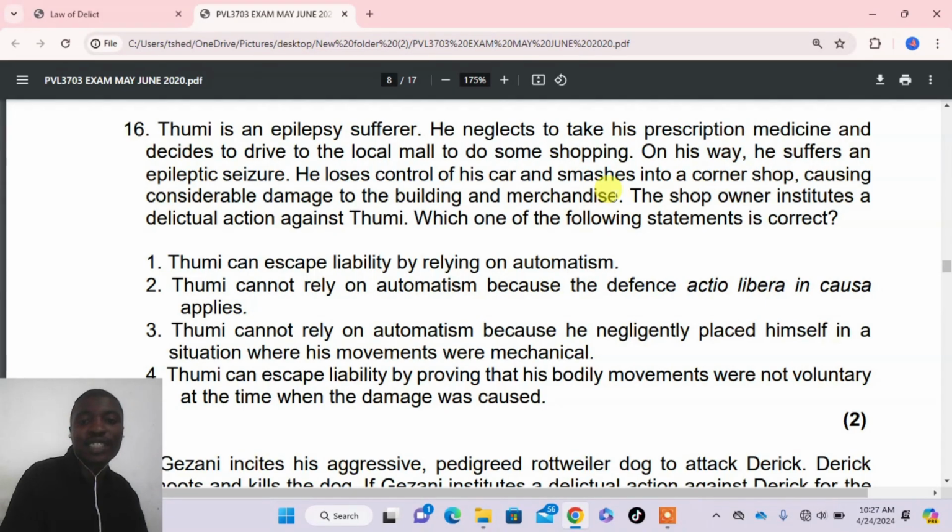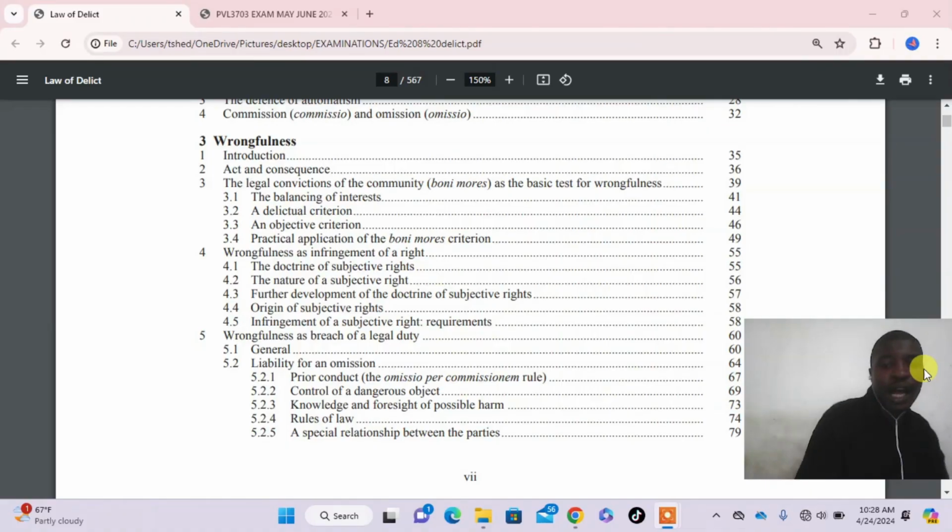So he has the intention to harm, because if he had no intention, he would have taken his medication. So number 2 is the correct answer. Toomey cannot rely on automatism because the defense actio libera in causa applies. He decided to harm other people. So let's proceed now. Now let's talk about wrongfulness, which is the second element of a delict.